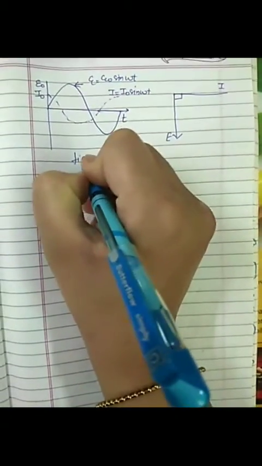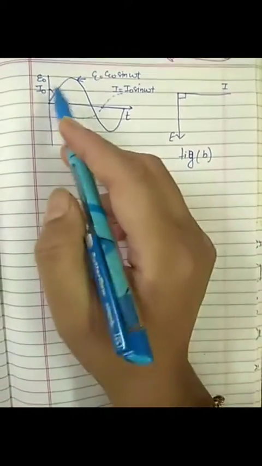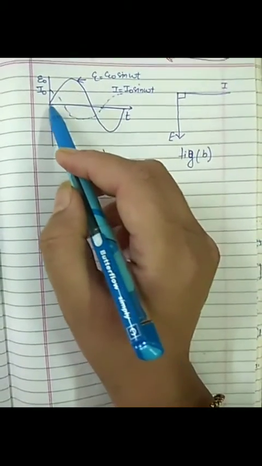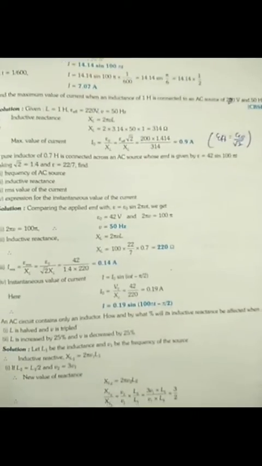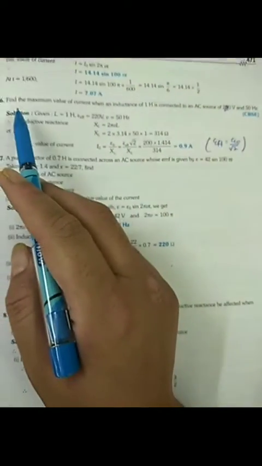Figure A here shows the phase relationship between voltage and current, and figure B is the corresponding phasor diagram. From figure A, we can see that the current I is ahead of voltage in phase by pi by 2. Now some questions for practice.